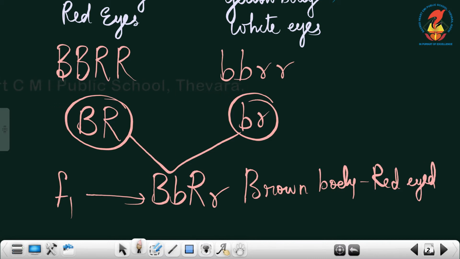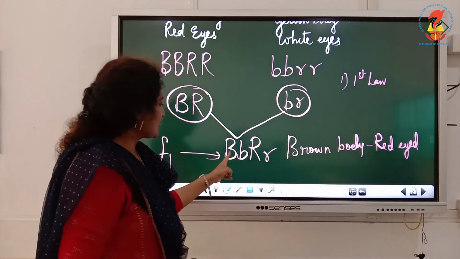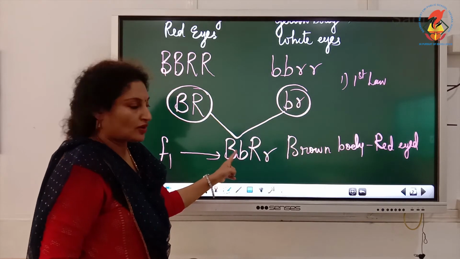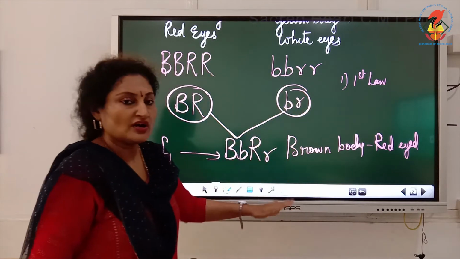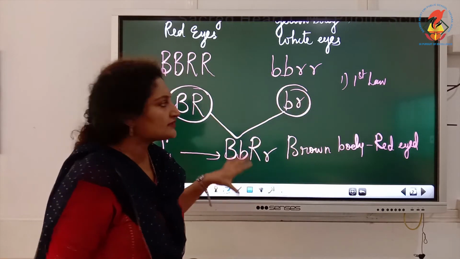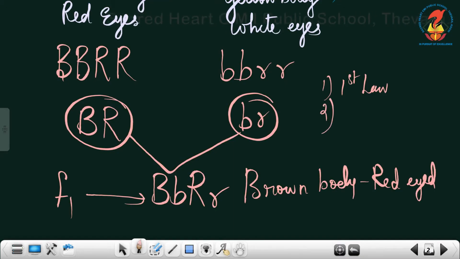So from this what can we infer? That this pattern of inheritance followed the first law. What is the first law? Law of dominance. Capital B, small b, which was expressed? Capital B, so brown, and capital R, small r, which was expressed? Red. So it followed law of dominance, the first law. Second, what can we infer? It followed the second law, law of segregation of gametes. At the time of gamete formation, the gametes separate. There is no double B, double R. It separates such that a gamete receives only one of the alleles. Okay, it follows the second law also.